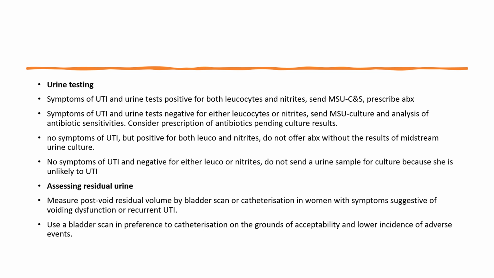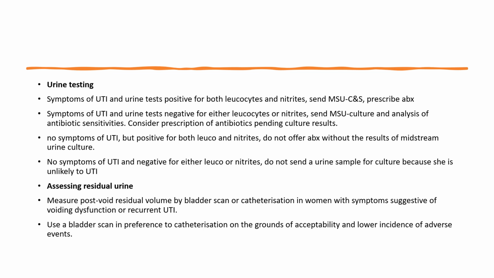If they have symptoms of urinary tract infection and are positive for both leukocytes and nitrites, then prescribe a course of antibiotics as well as sending a midstream sample for culture and sensitivity. If there are symptoms of UTI and the urine test is negative for either leukocytes or nitrites, then send a midstream urine sample for culture and sensitivity and consider prescribing some antibiotics as well.